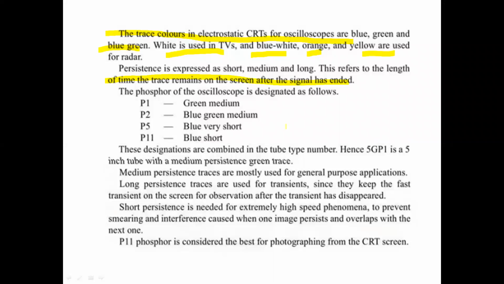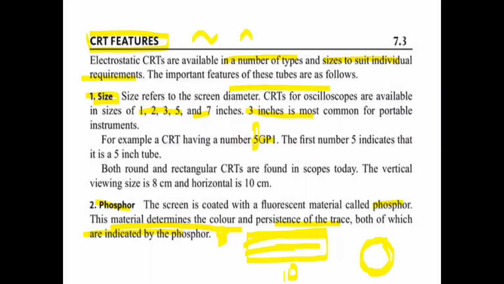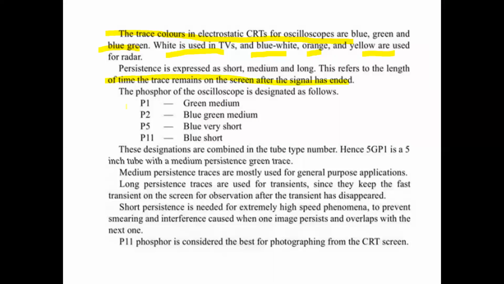So colors ను బట్టి మనం ఇందాక 5GP1, ఈ P1 ఉంది చూసారా, this P1 indicates the color of the display. So if it is P1 then it is green medium, green color లో wave form కనిపిస్తుంది. If it is P2, blue green medium. If it is P5, blue very short. So ఈ మీడియం అనేది పర్సిస్టెన్స్ అన్నమాట. ఓకే, వెరీ షార్ట్. పర్సిస్టెన్స్ కనుక కొంచెం సేపే ఉంటే దట్ ఈస్ షార్ట్. నెక్స్ట్ P11, దట్ ఈస్ బ్లూ షార్ట్. సో హియర్ దిస్ మీడియం షార్ట్ ఇండికేట్స్ ద పర్సిస్టెన్స్ అండ్ దిస్ గ్రీన్ blue indicates the color of the waveform.